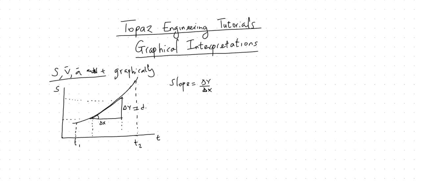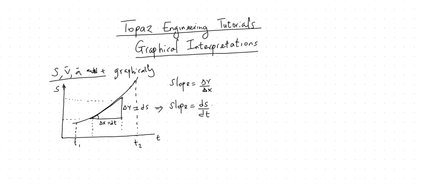So if I'm to represent it here, this dy is the same thing as ds, because the representation of this coordinate is S, and this dx here is the same thing as dt. So if I want to get the slope now, the slope is going to be ds over dt. And so if the slope is ds/dt, that gives us what?